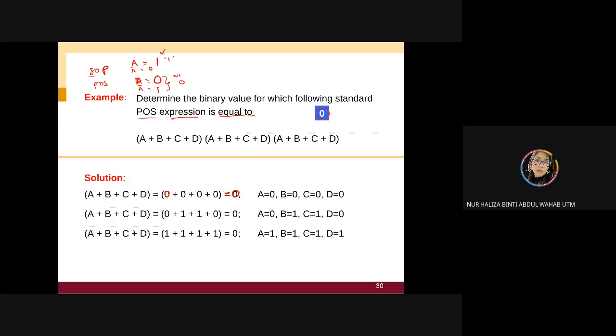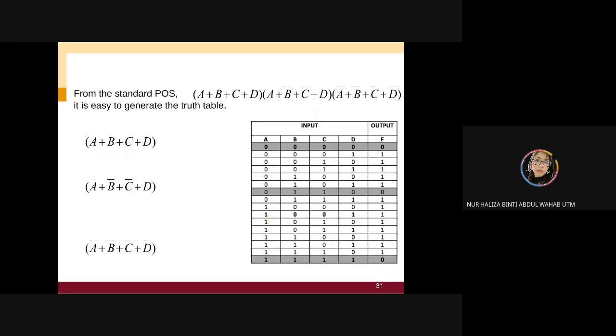Here will be 0, 0, 0, 0, 0, 0, 1, 1, 0, 0, 1, 1. So for this input, for this input, for this input, your output will be 0. So let's take a look at the truth table. For the truth table, you can see the output is 0 whenever you have 0, 0, 0, 0, 0, 1, 1, 0, 1, 1, 1, 1. Then you will get 0, 0, and 0. The rest will be 1.